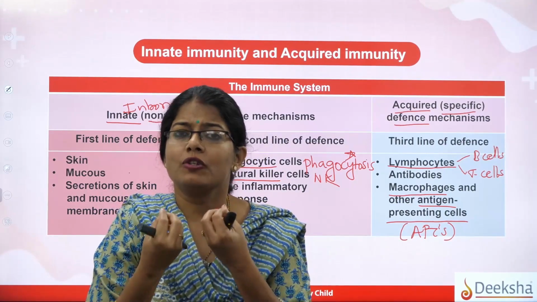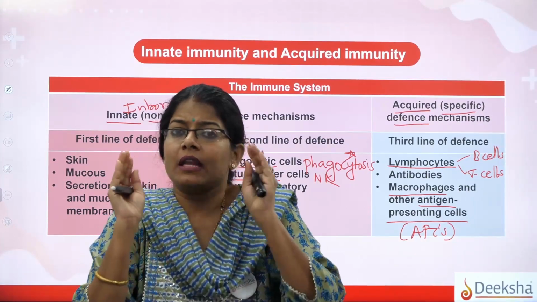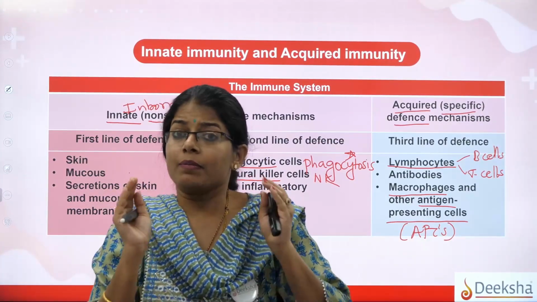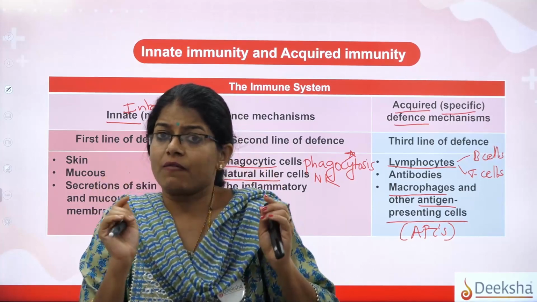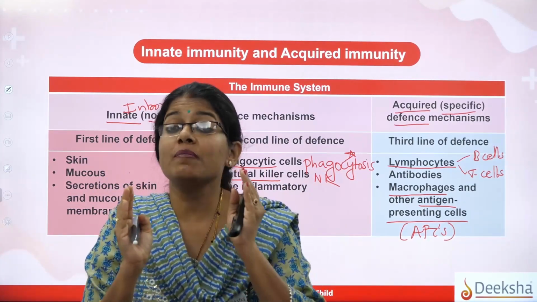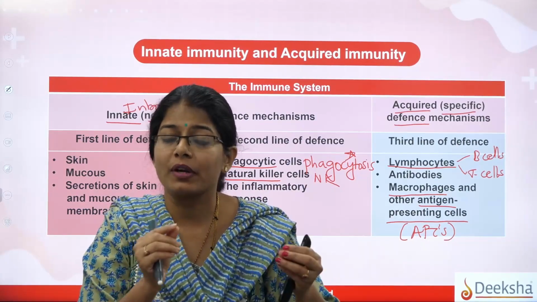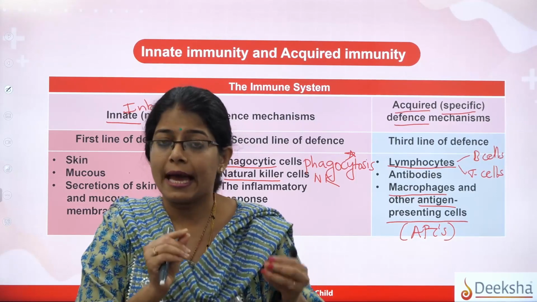pathogen. So they ingest the pathogen, and then they project that pathogen on their surface. And this pathogen which is projected on the surface of the macrophage, this cell will be called an antigen presenting cell. Antigen means the pathogen. Okay, it's a very proper term used here in immunology, antigen.